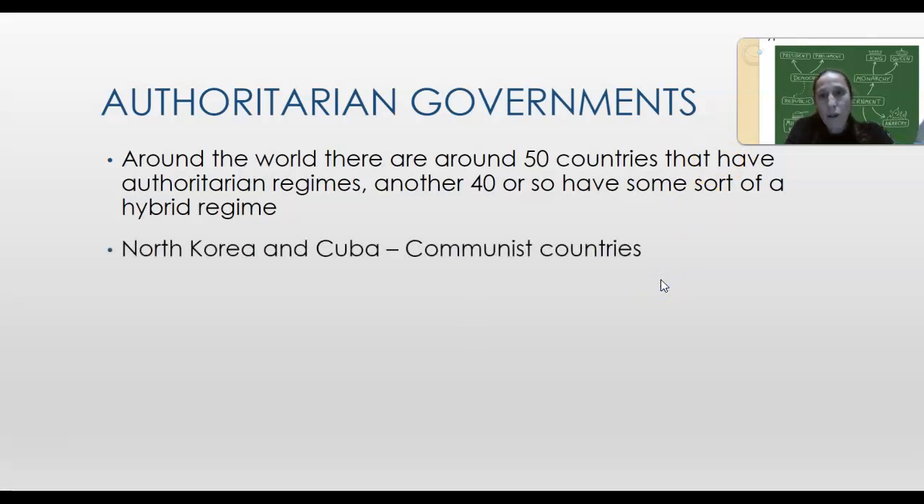We can look at some of the examples that I'm sure came to all of your heads when you first saw the title authoritarian government, something like North Korea or Cuba. Those are maybe not pure Marxist communism, or they are not Marxist communism, but they are communist countries, and communism is a sort of authoritarian government.